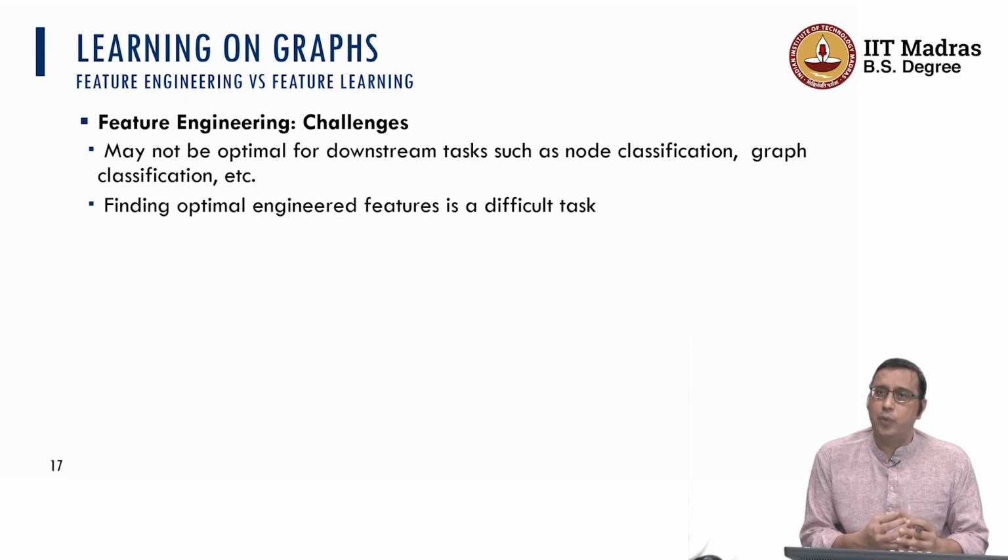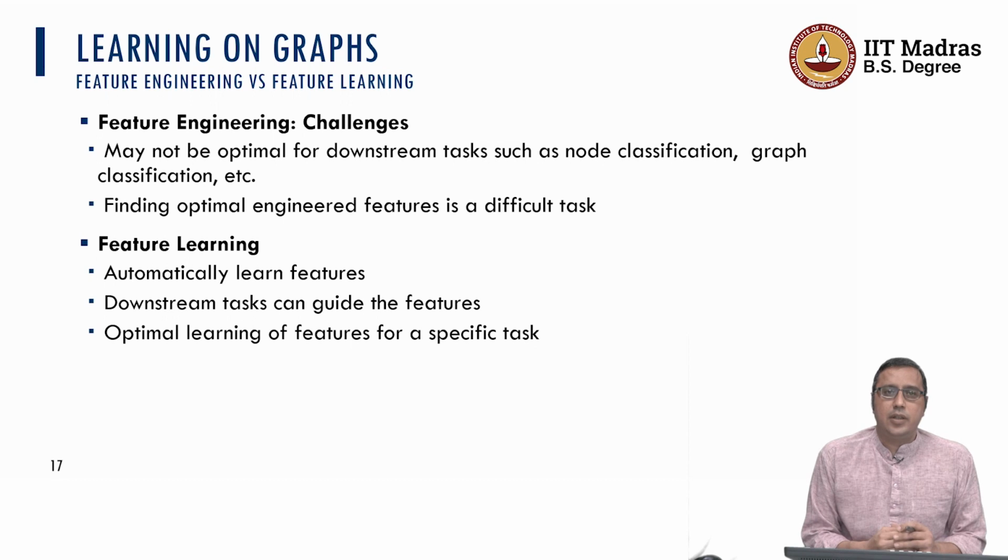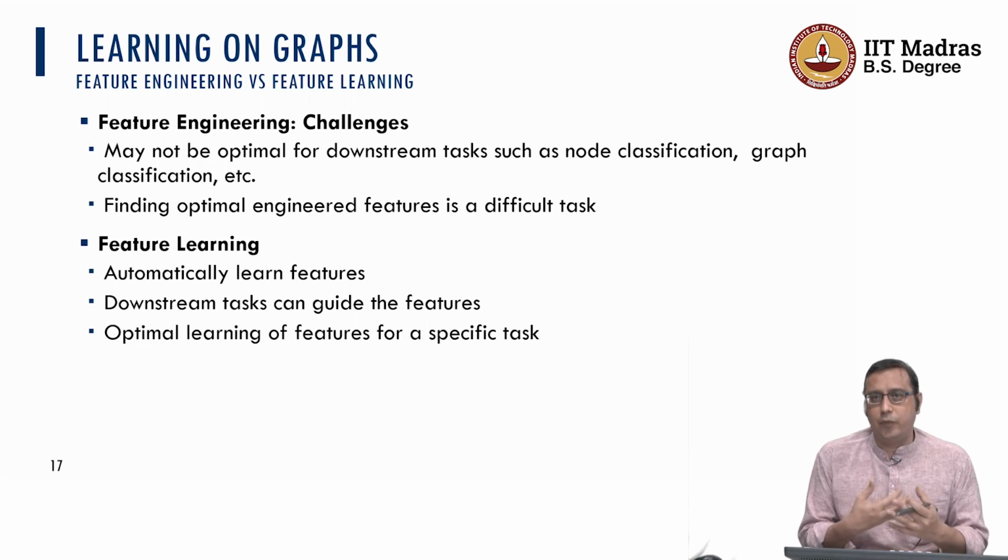Or we can develop algorithms which allow us to do feature engineering automatically, which I call feature learning or learning of features. Feature learning allows us to automatically learn features given the data, or given a graph or node features, etc. It also allows us to take into account downstream tasks, and the downstream task can guide the learning of the features. So we can actively involve downstream tasks like node classification, graph classification or link prediction to find out what are the optimal features for particular applications.